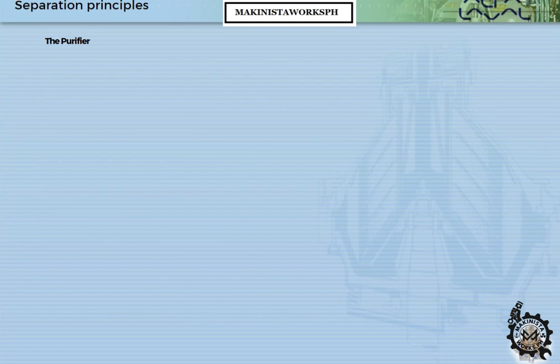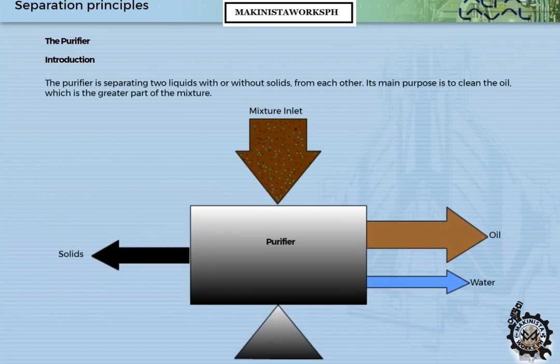The purifier. Introduction. The purifier is separating two liquids with or without solids from each other. Its main purpose is to clean the oil, which is the greater part of the mixture.